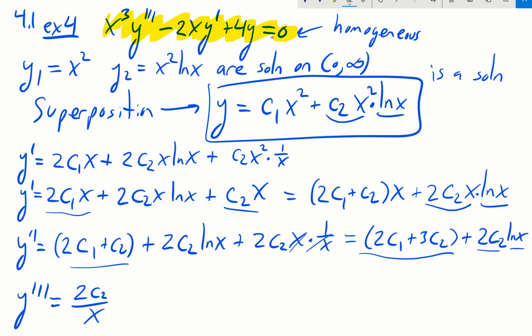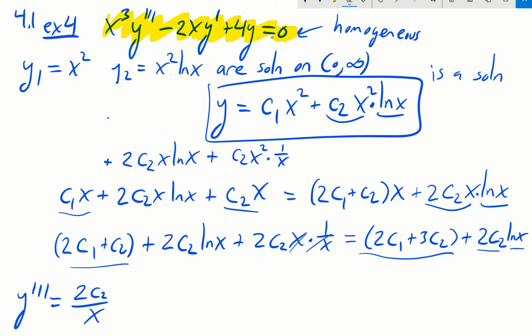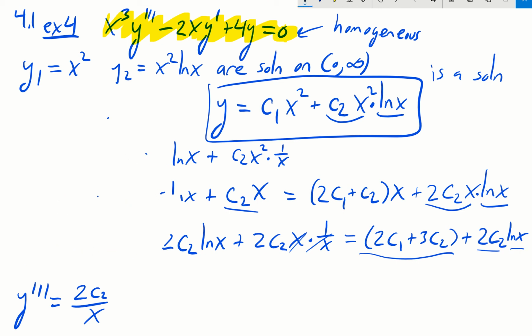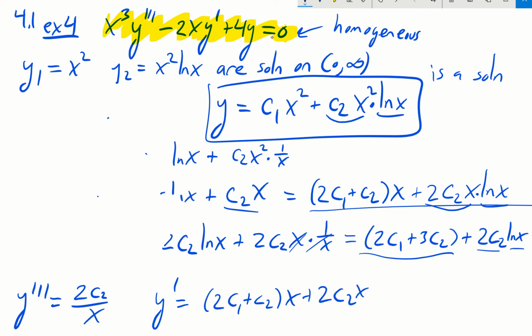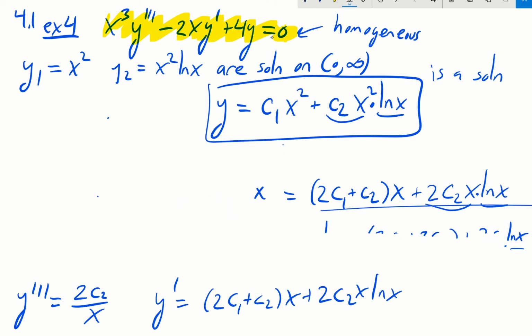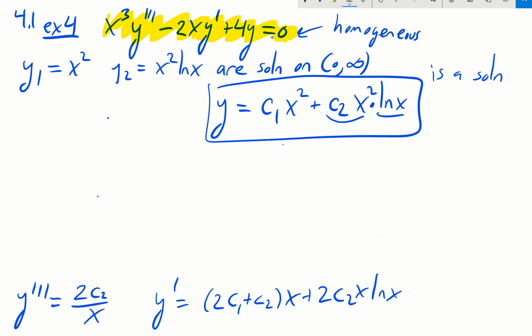I don't need the second derivative for this. I just need y triple prime, y prime, and y. So let me delete what I don't need so we can get some space. My y triple prime is at the bottom. Y prime was 2c1 plus c2 x plus 2c2 x ln x. And this function here is what we claim is the solution.